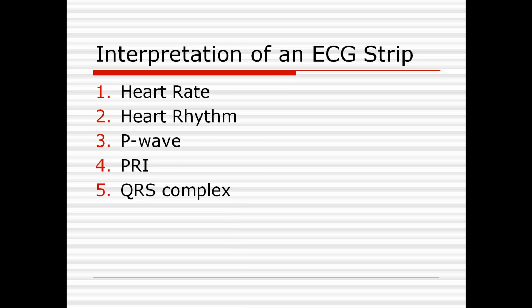Now it can be fast, tachycardic, or slow, bradycardic, and if it has all those components there, it's still a sinus rhythm. We just call that sinus brady or sinus tachycardia.